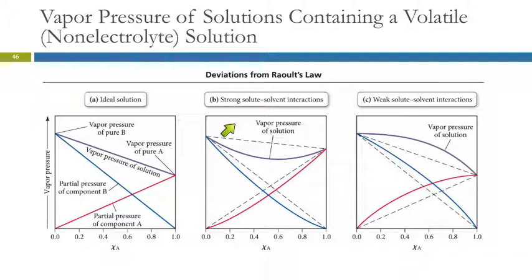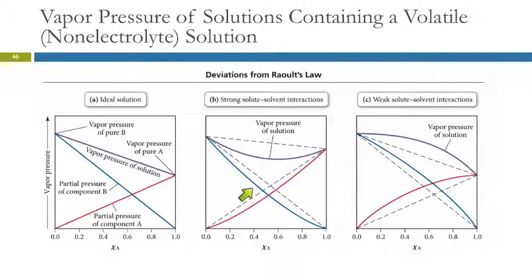Panel B, we've got strong solute-solvent interactions. So the solute and the solvent are really digging each other, and they're like, hey, we like hanging out here. That's going to cause the rate of evaporation for both of them to go down, because they're going to kind of hang on to each other. So here we see for A, as its mole fraction increases, this dotted line is what we expect. That dotted line is what we expect from Raoult's law. What we actually observe is the red line, and it's less than what's expected. And the same for the component B.